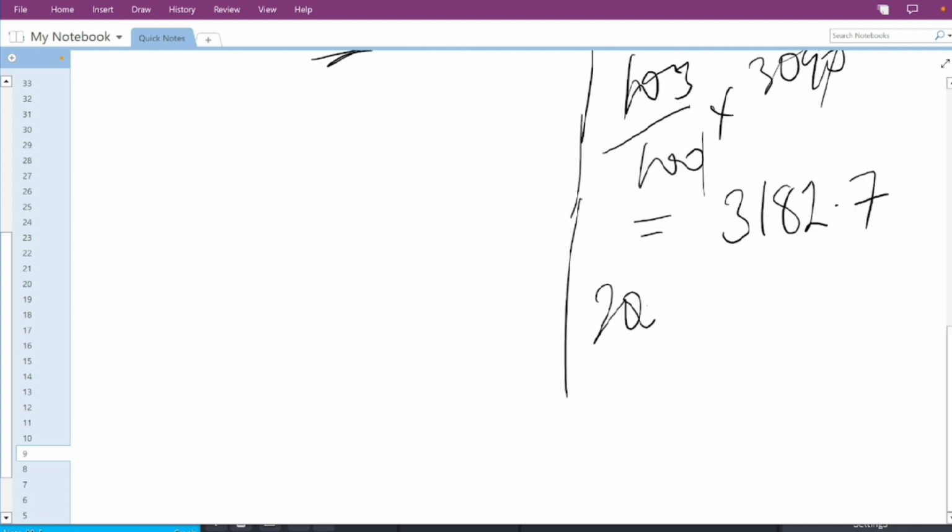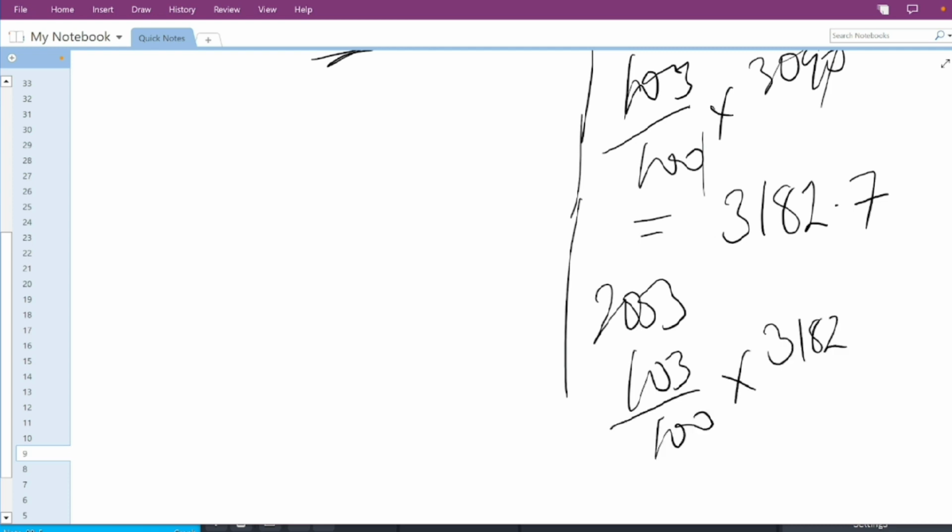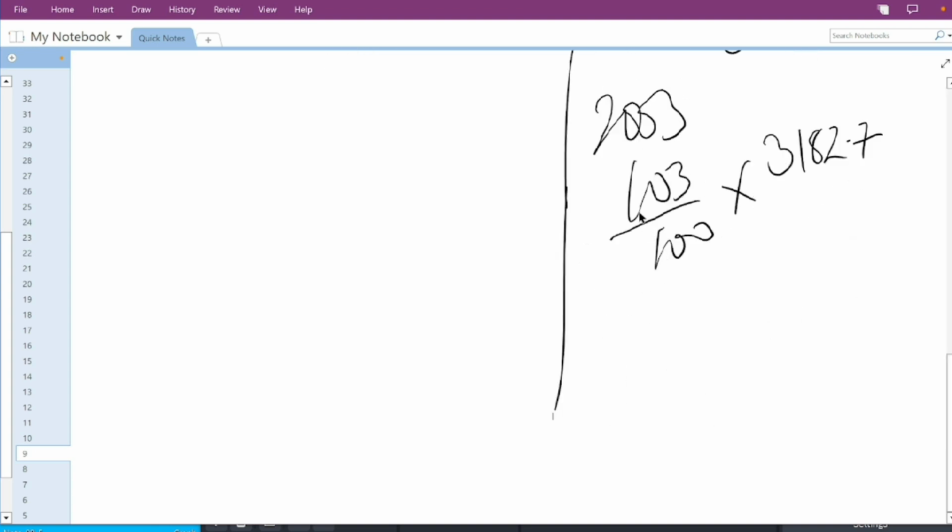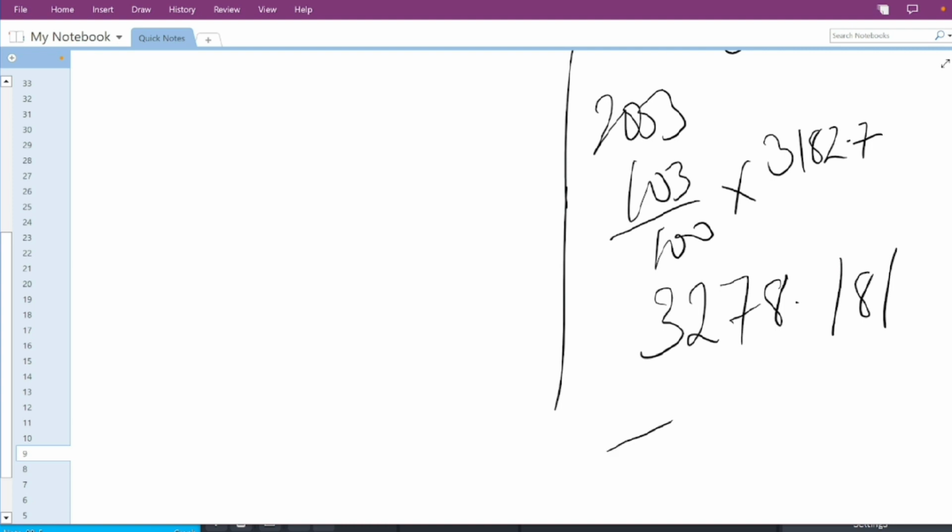For the last year, which is 2003, you still have 103 over 100 times 3,182.7. So our calculator will multiply 103 times 3,182.7, then divide our answer by 100. Our result is 3,278.181. Now, like the first answer, it's approximately 3,278, because when you approximate this one, since it's not up to 5, it doesn't add anything to these digits.